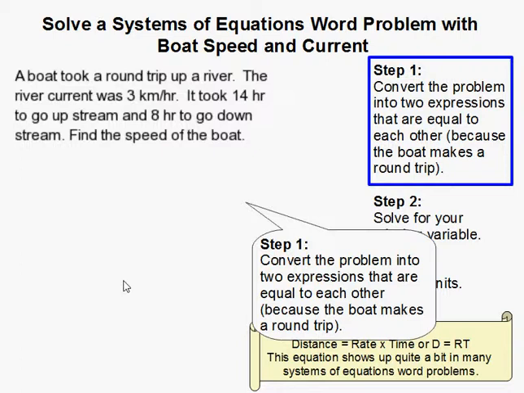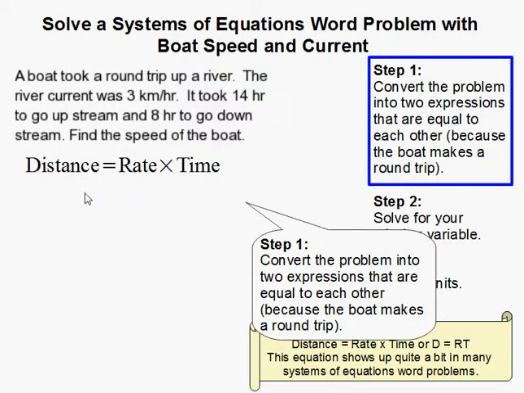So the first thing we have to do is convert the problem into two expressions. And we're going to make them equal to each other because the distance was the same. The distance going up there and the distance going back was the same. Okay? And you'll see what I'm talking about.